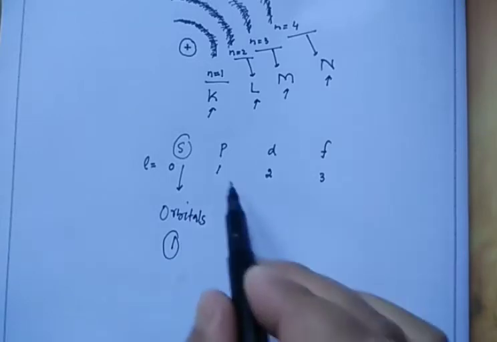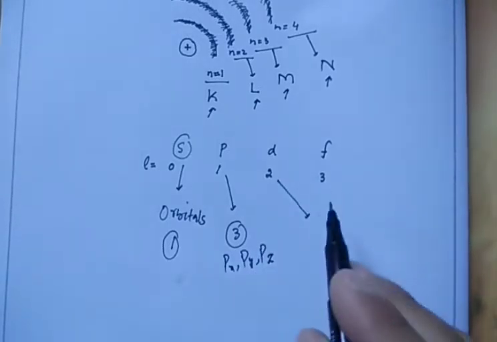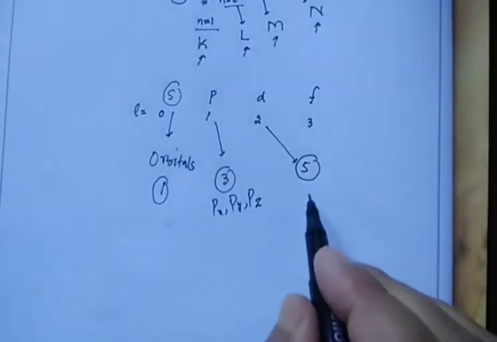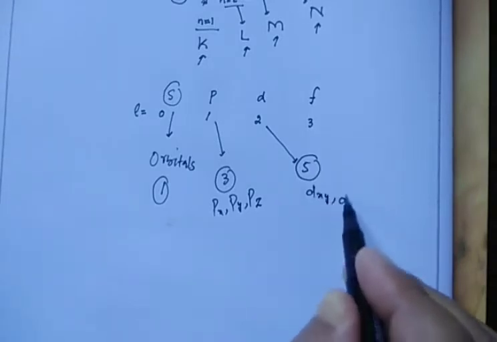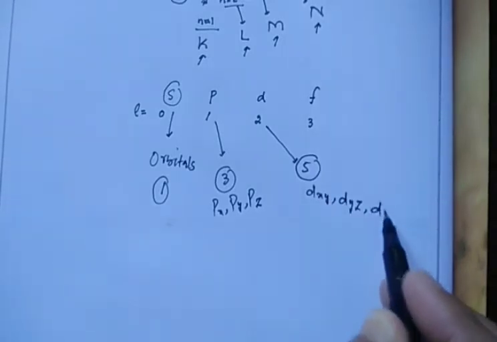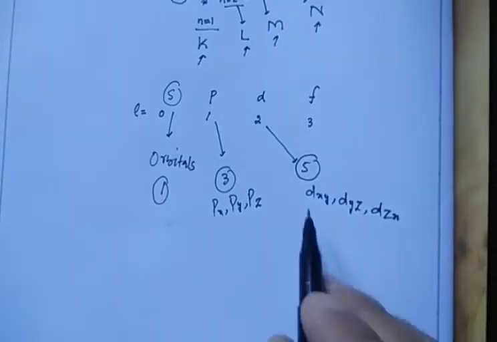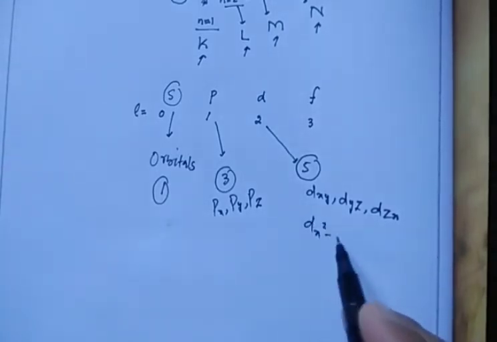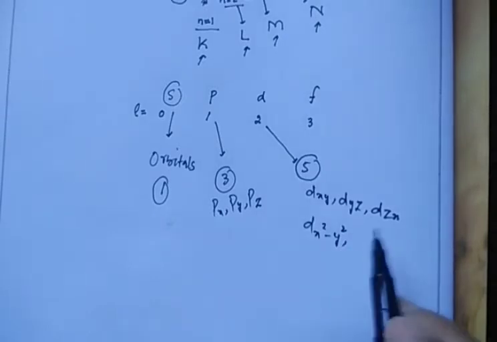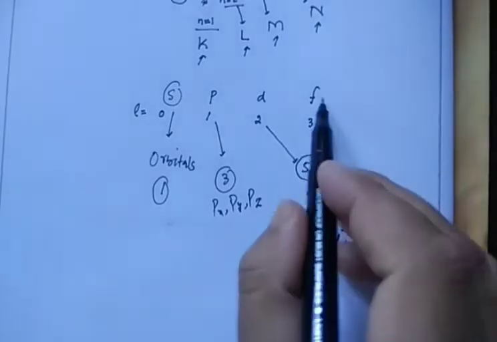Now inside the s subshell there is only one orbital. In p we have 3 orbitals designated as px, py and pz. Inside the d subshell we have 5 orbitals. This is more important according to our topic. So the orbitals are dxy, dyz and dzx. This is one set of orbitals. Another set is dx square minus y square, which we will study in depth ahead, and dz square. And the f subshell has 14 orbitals.